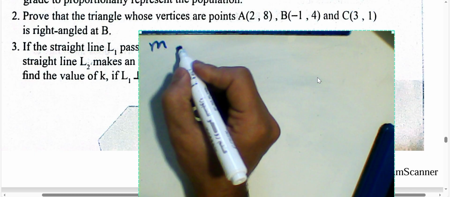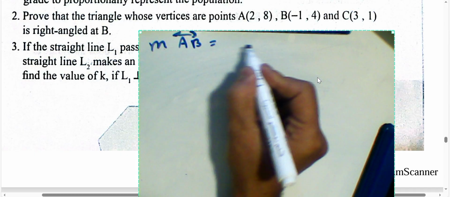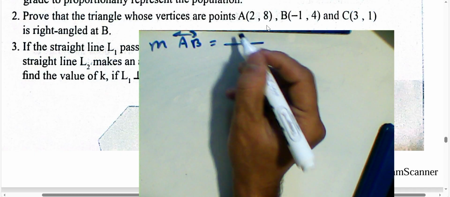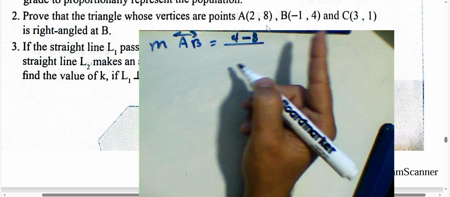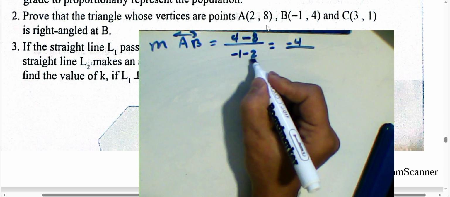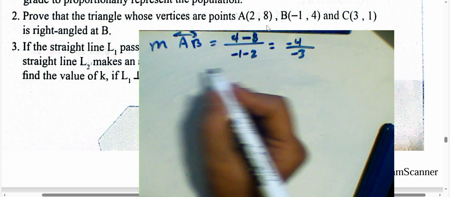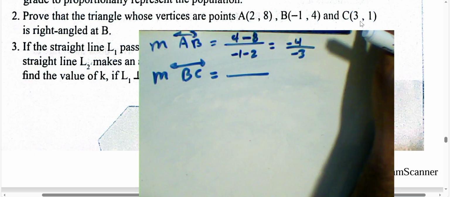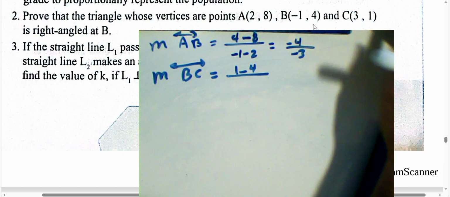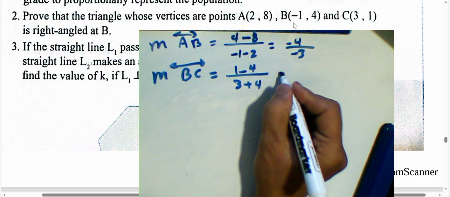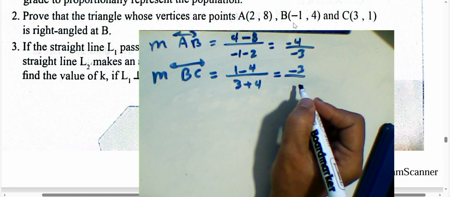First step, we find the slope of AB. We have A and B: y2 minus y1, 4 minus 8, over negative 1 minus 2. 4 minus 8 is negative 4, and negative 1 minus 2 is negative 3. Then we find the slope of BC. We have B and C: y2 minus y1, 1 minus 4, over 3 minus 1.